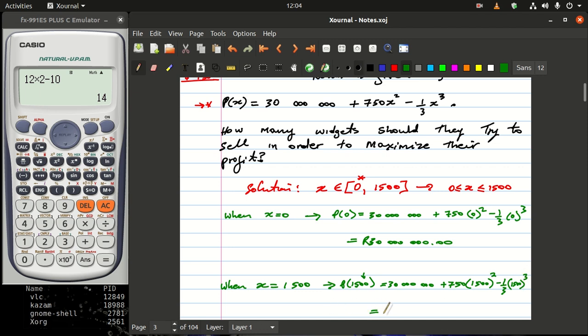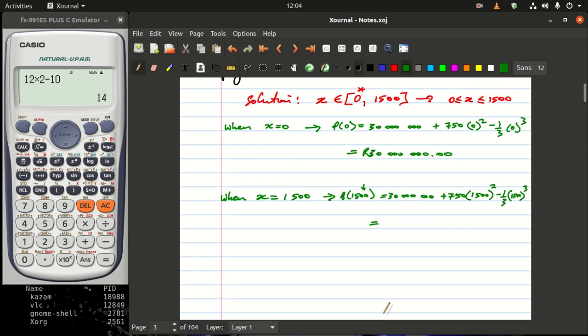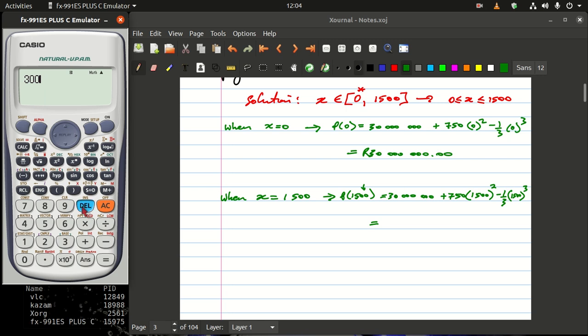Of course, for this you just need to plug it into a calculator. How many zeros are here? It's supposed to be 7 because it's 30 million. So I have 1, 2, 3, 4, 5, 6, 7. Hope this is right.